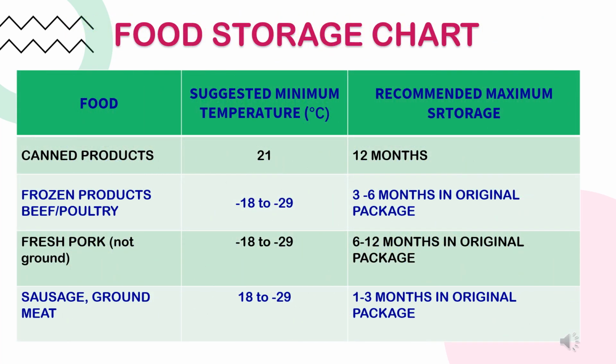Food storage chart. Canned products: 21 degrees Celsius, 12 months. Frozen products, beef, poultry: -18 to -29 degrees Celsius, 3 to 6 months in original package. Fresh pork, not ground: -18 to -29 degrees Celsius, 6 to 12 months in original package. Sausage, ground meat: -18 to -29 degrees Celsius, 1 to 3 months in original package.